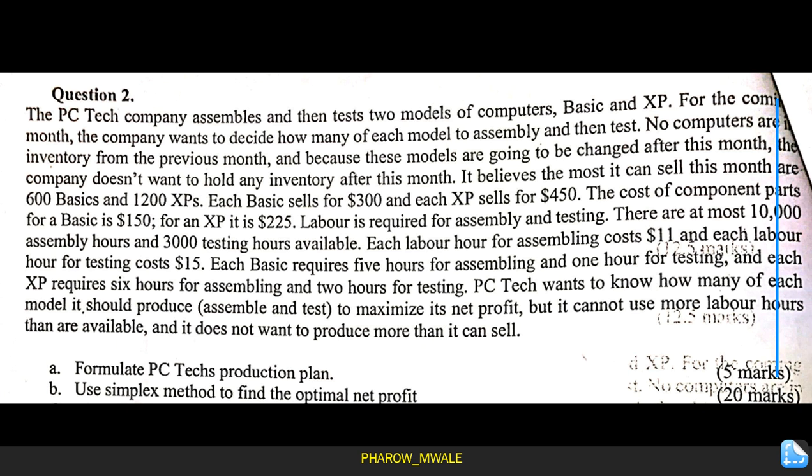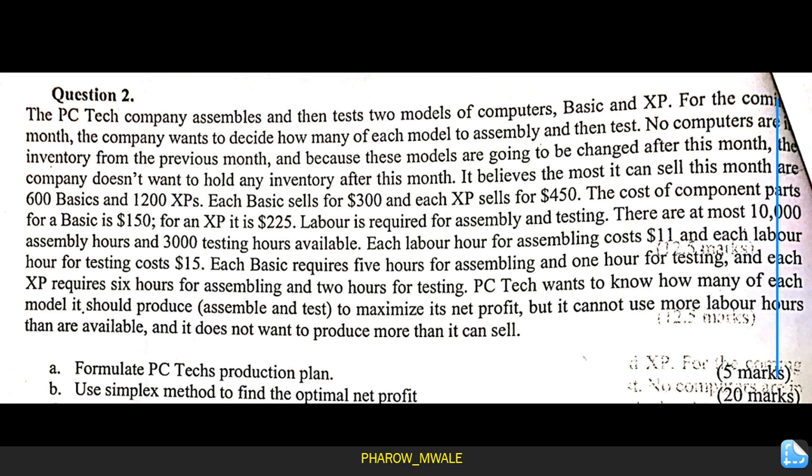Labor is required for assembly and testing. There are at most 10,000 assembly hours and 3,000 testing hours available. Each labor hour for assembling costs $11, and each labor hour for testing costs $15. Each basic requires 4 hours of assembling and 1 hour for testing, and each XP requires 6 hours of assembling and 2 hours of testing.